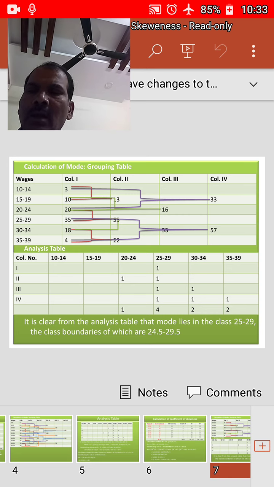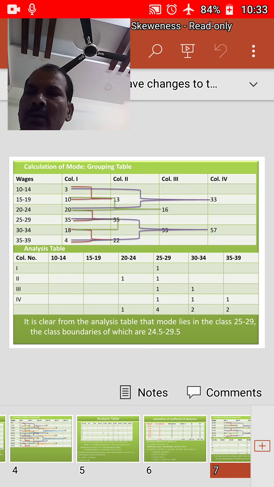get column 2, that is 10 plus 3, 13, 20 plus 35, 55, 18 plus 4, 22 will be column 2. And in order to get column 3, we need to leave the first frequency and add two at a time, that is 10 plus 20, 30, 35 plus 18, 53. Only one is left, that we will leave.